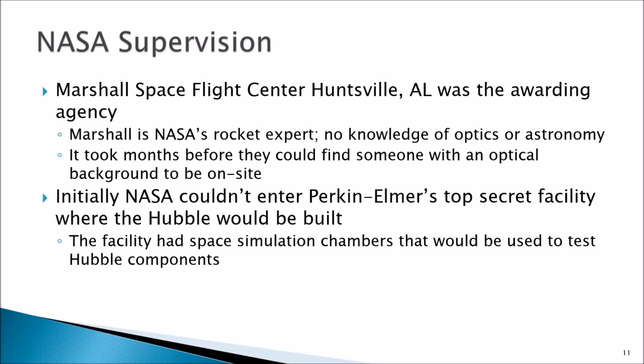Initially, ironically, NASA couldn't enter Perkin-Elmer's top secret facility where the Hubble would be built. They didn't have the security clearances that were necessary for people in that building. That building housed where we fabricated the CIA satellite cameras and had space simulators that we would later use to test the Hubble components.